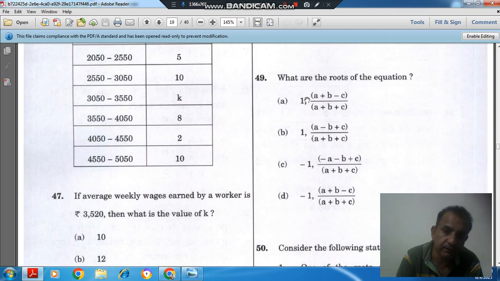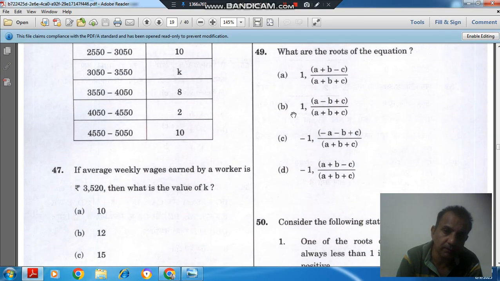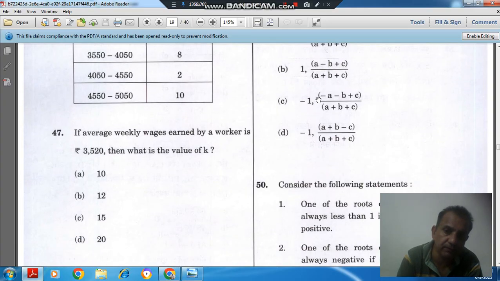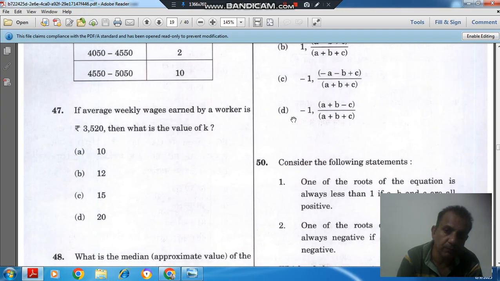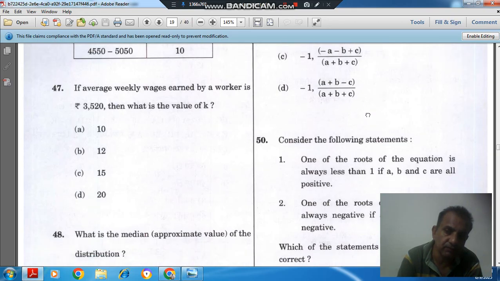Option A, 1 comma (a + b − c) divided by (a + b + c). Option B, 1 comma (a − b + c) divided by (a + b + c). Option C, −1 comma (−a − b + c) divided by (a + b + c). Option D, −1 comma (a + b − c) divided by (a + b + c).